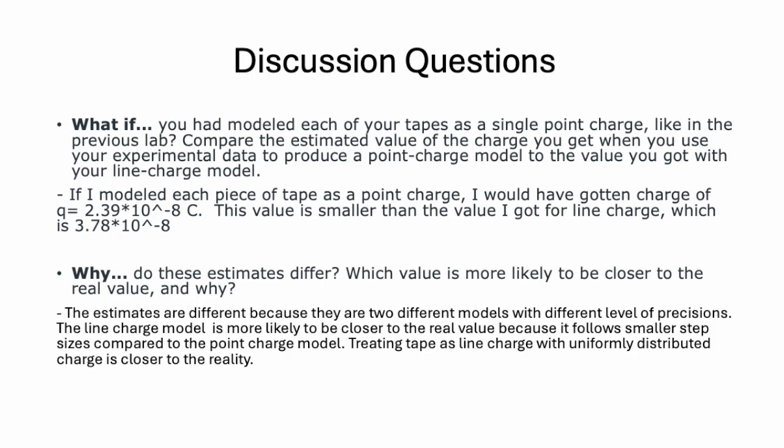This value is smaller than the value I got for the line charge, which is 3.78 times 10 to the negative 8. Why do these estimates differ? Which value is more likely to be closer to the real value, and why? The estimates are different because they are two different models with different levels of precision. The line charge model is more likely to be closer to the real value because it follows smaller step sizes compared to the point charge model. So treating tape as a line charge with uniformly distributed charge is closer to the actual reality.